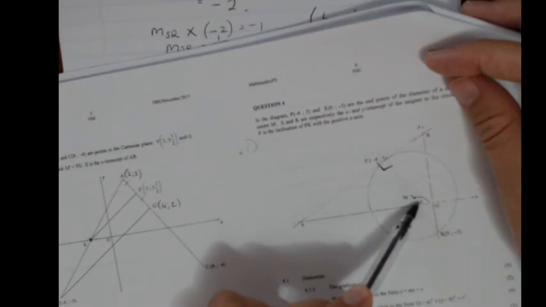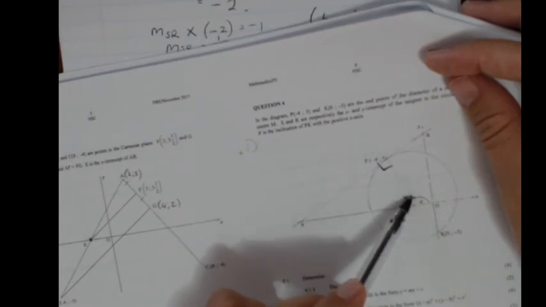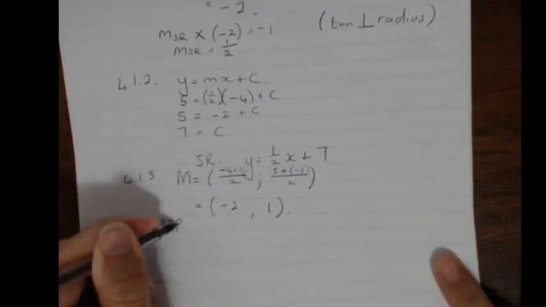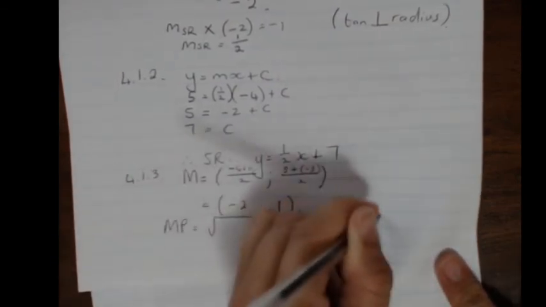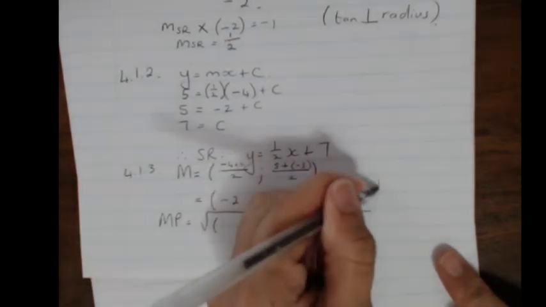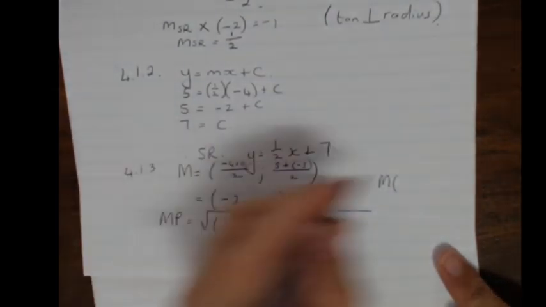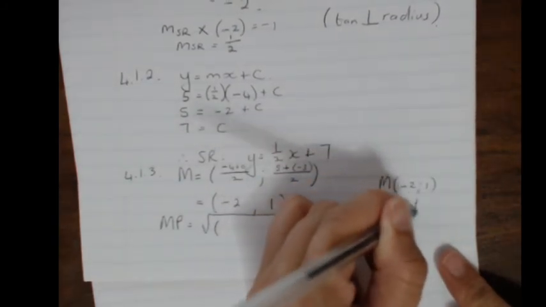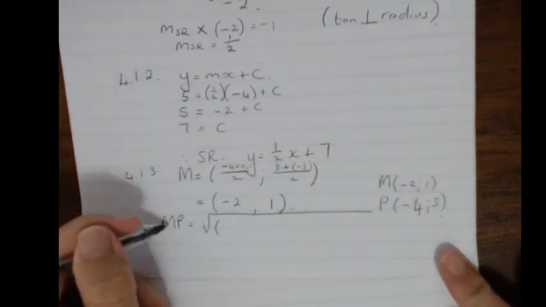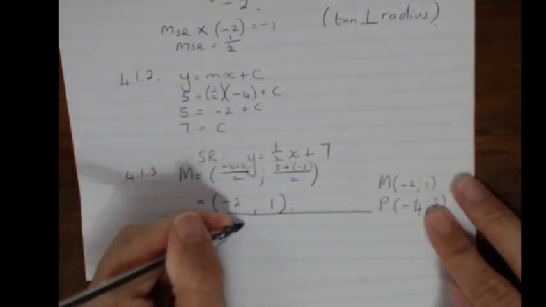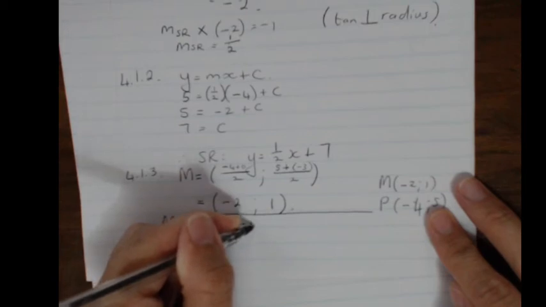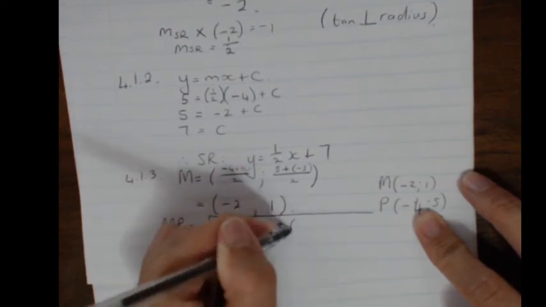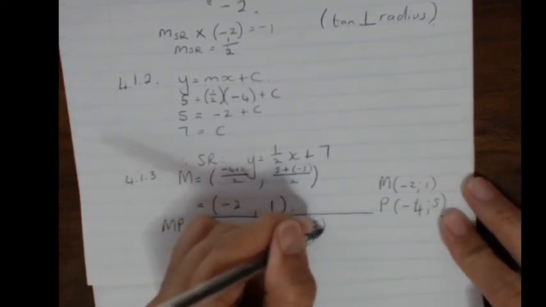But just to save some time, I'm just going to go with MP, the length of the radius. MP is the square root of, let me just write there, M is (-2, 1), and P is (-4, 5). So the length of MP is -2 minus, you take the difference, minus -4, so that's going to be +4 squared, plus 1 minus 5 difference squared.